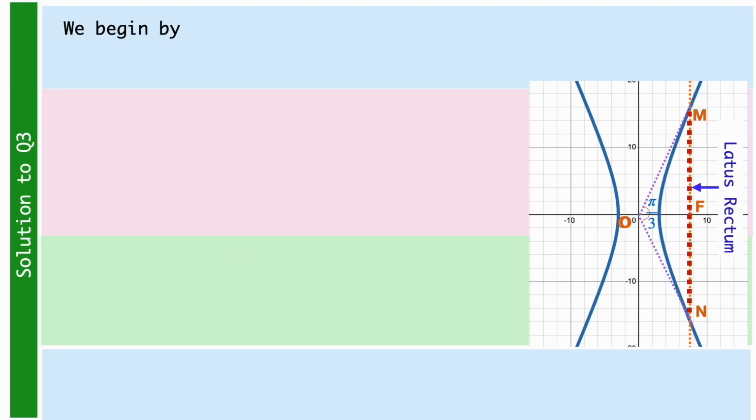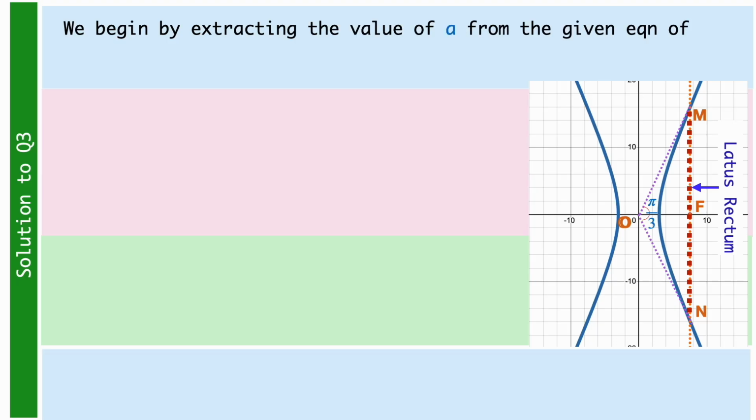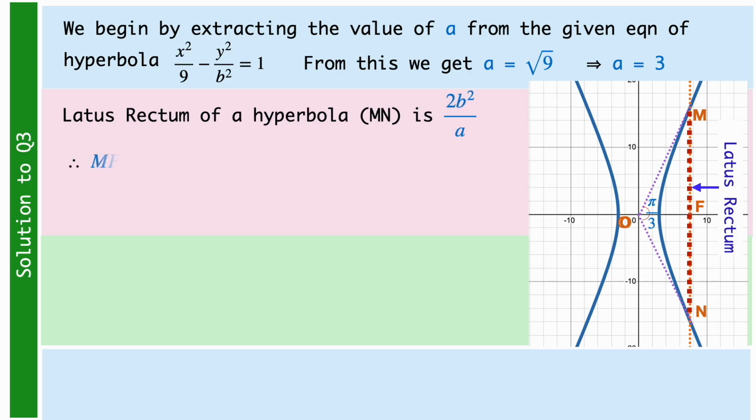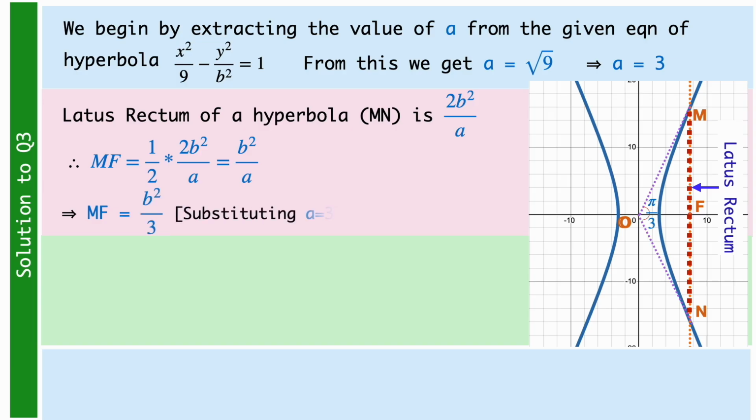We begin by extracting the value of a from the equation of the hyperbola, which is x square upon 9 minus y square upon b square equals 1. From this we get the value of a as 3. MN is the latus rectum of the hyperbola shown on your screen. We know that the latus rectum of a hyperbola is 2b square upon a. So MF is equal to half of the latus rectum, hence it is b square upon a. Substituting the value of a in it, we get MF equals b square upon 3.